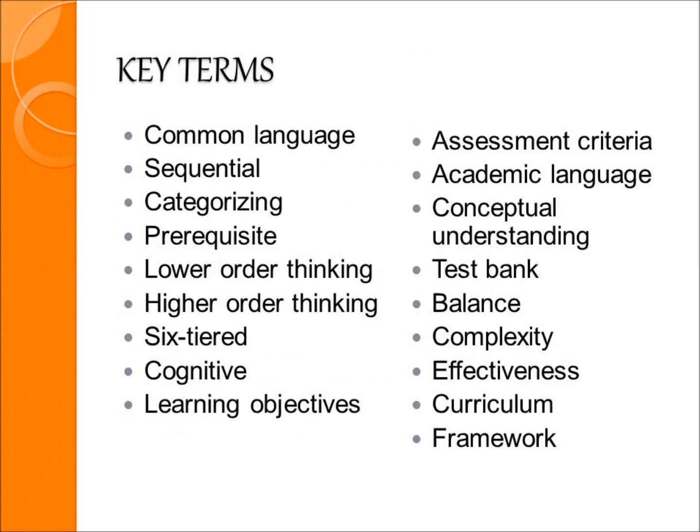The following is a list of common terms that you will come across as you work with Bloom's taxonomy, creating learning objectives, and preparing assessment and evaluation methods. Common language, sequential, categorizing, prerequisite, lower order thinking, higher order thinking, six-tiered, cognitive, learning objectives, assessment criteria, academic language, conceptual understanding, test bank, balance, complexity, effectiveness, curriculum, and framework.